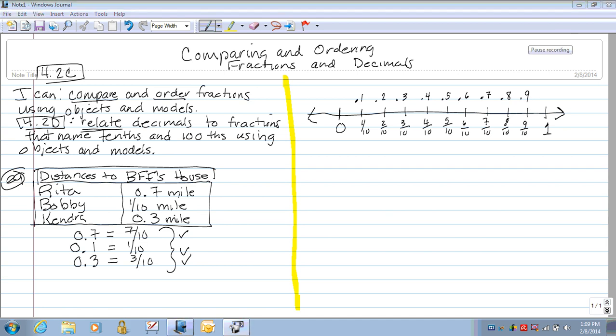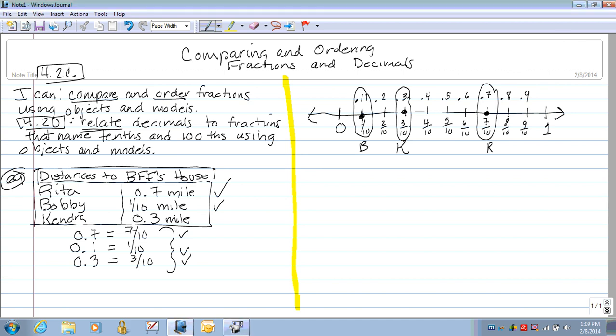Well, let's look at our data. We have Rita at 7/10 of a mile. So if I find 7/10 here, there's Rita. Bobby is at 1/10, so there's that point on the number line. That's Bobby. And Kendra is at 3/10.